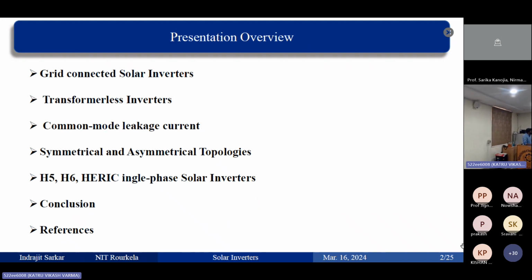So this is the presentation outline. First I will talk about grid connected inverters, then transformerless inverters, then common mode leakage current which comes across the PV and grid and through the ground, sometimes called ground leakage current. And then how we can mitigate it. It may not be very urgent in India right now, but other countries have made it mandatory. Some countries say yes, you can minimize using transformers. Some countries say no, you cannot use a transformer, you use something else. So how we can mitigate that, we'll see.